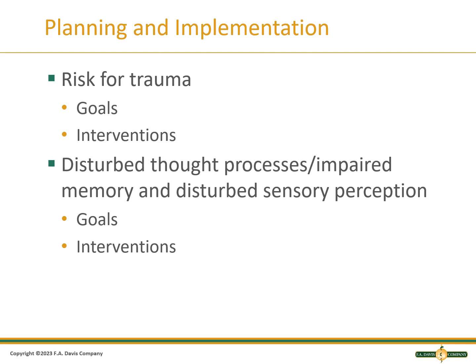We want to make sure the environment is as safe as possible. We might need to adjust the furniture, make sure that they don't have obstacles in their way. If the person's agitated, we may need to make sure that this environment is not stimulating. If the person wanders, we want to make sure that they are in a place where they can wander but is safe and they can't wander away when we're not watching.